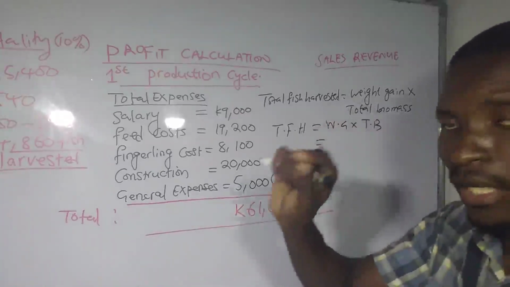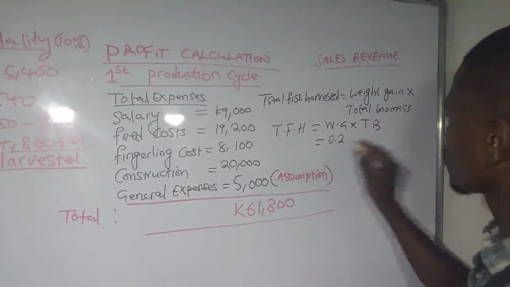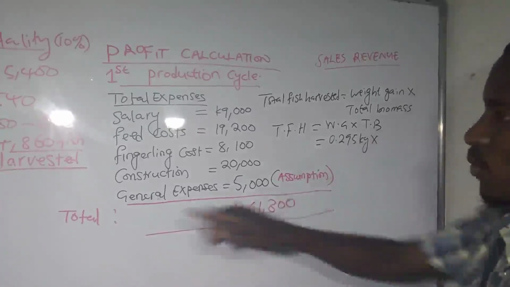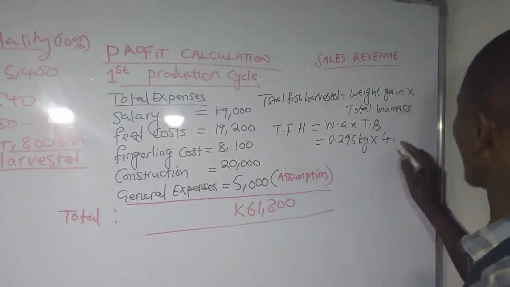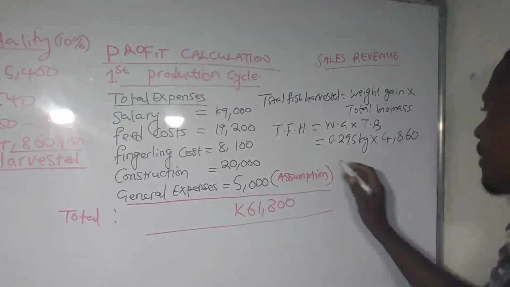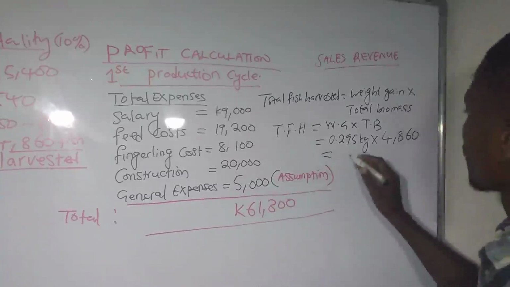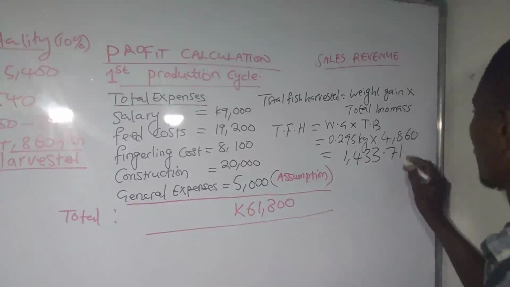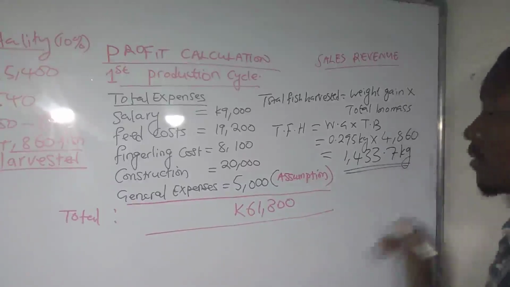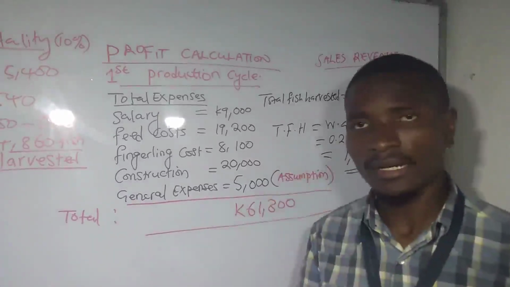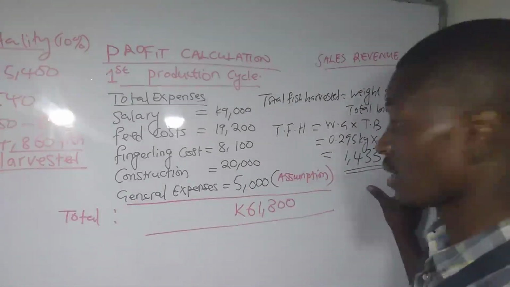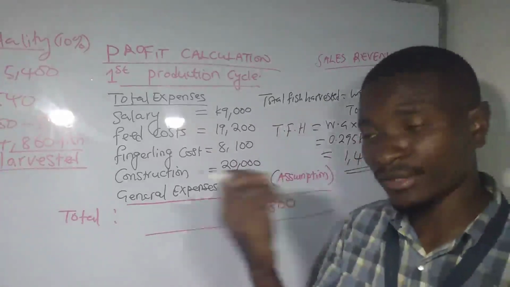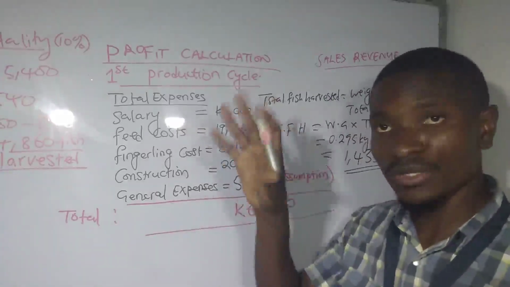So remember our weight gain was 0.295 kg multiplied by total biomass, which is 4,860. So this is going to give us 1,033.7 kg. Okay, so this is in terms of the weight, which is in kg, how much fish has now been harvested, unlike that one which we accounted for, that we use for feed calculation.